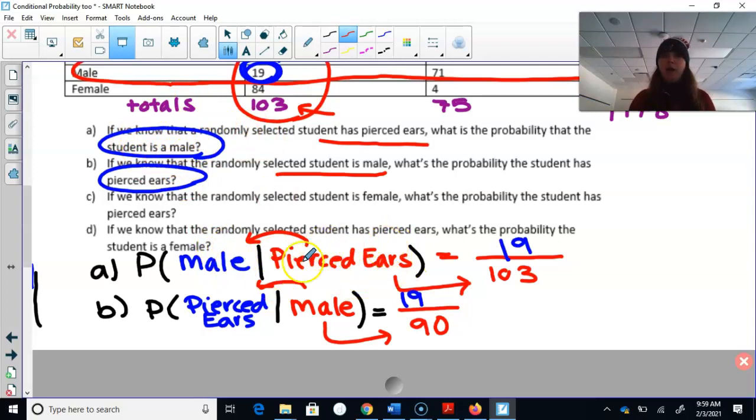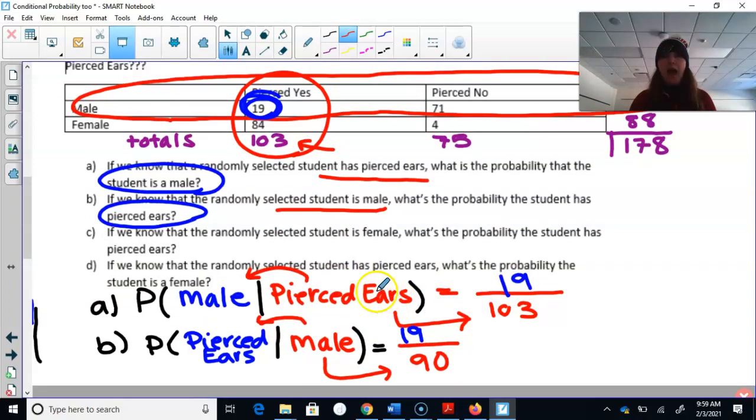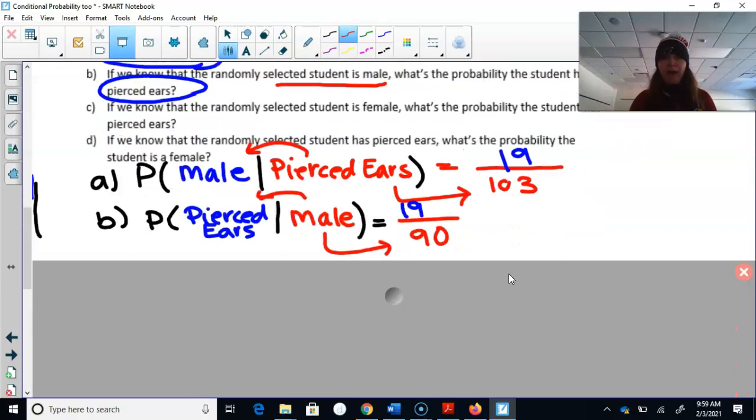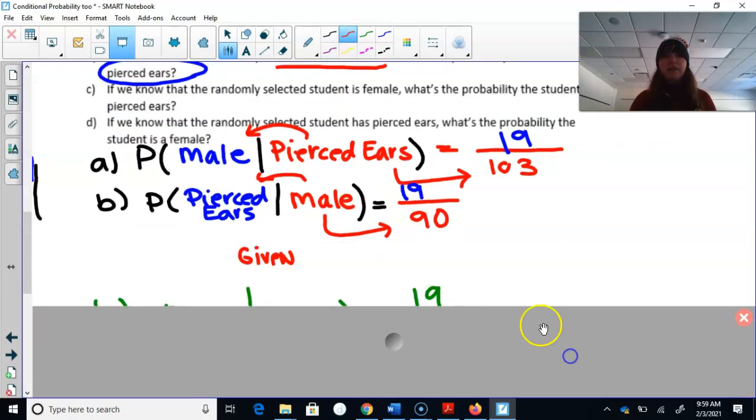Here we looked at how many people have pierced ears. We think of this as our fraction bar. All the pierced ears people go in the denominator. Out of the pierced ears people, what's the probability that they're also male? So that's both. That goes in the numerator. Okay, let's try another one. Let's do part C here.